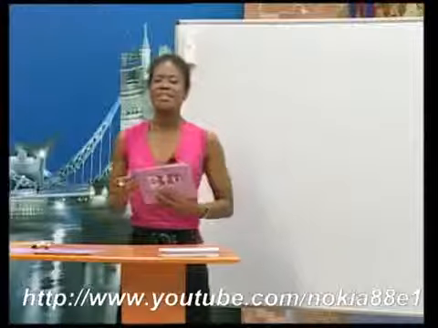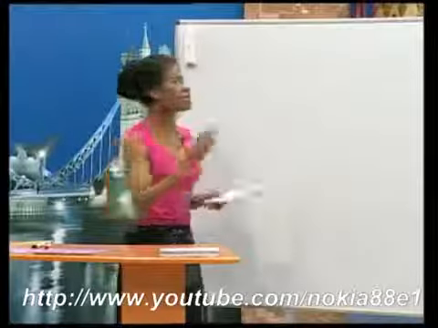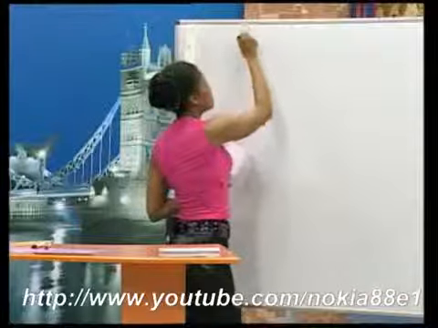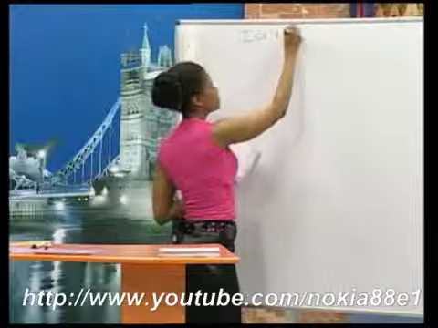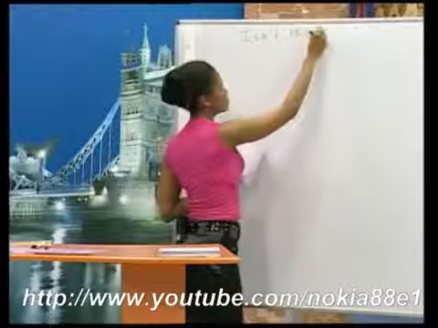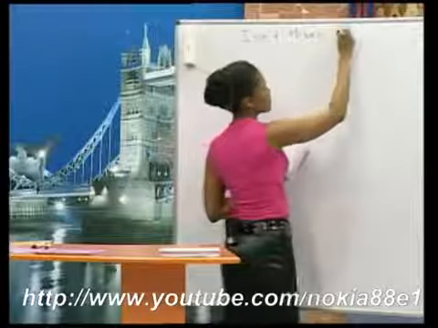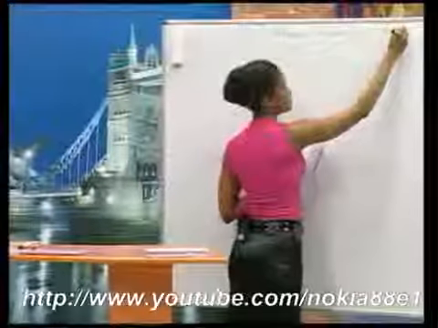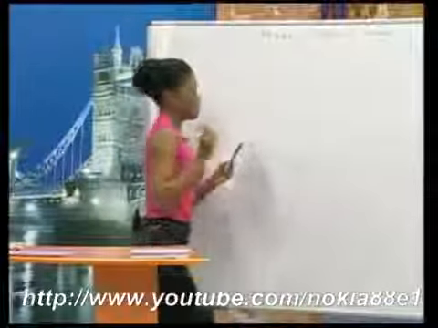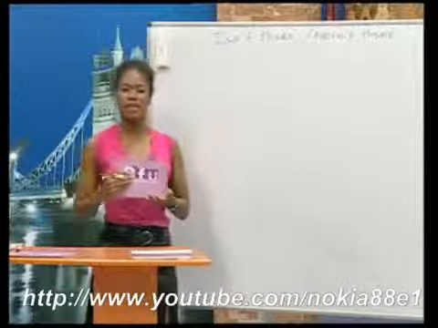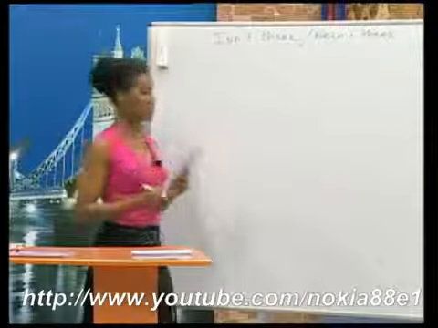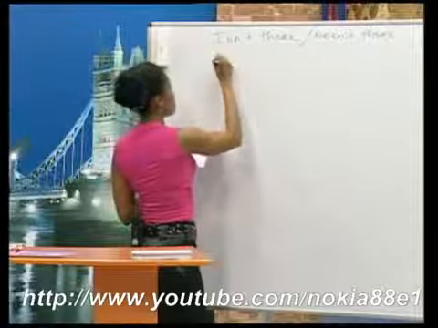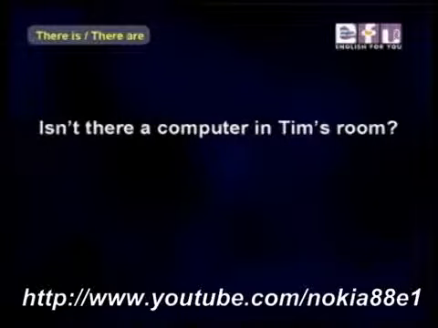We can begin yes-no questions with isn't there, or, of course, aren't there. We can also give short answers to these questions. Here are some examples. Isn't there a computer in Tim's room?